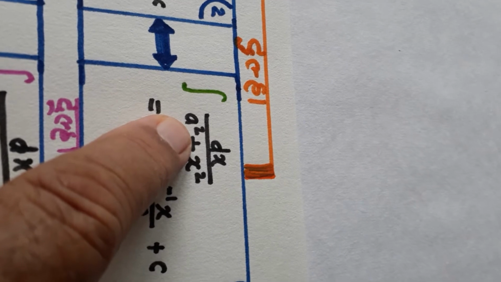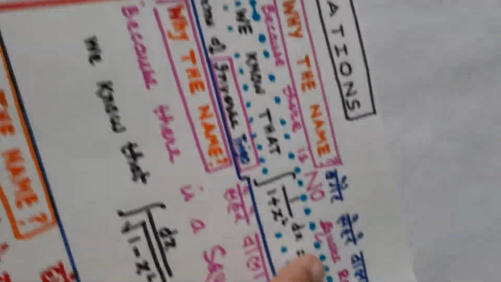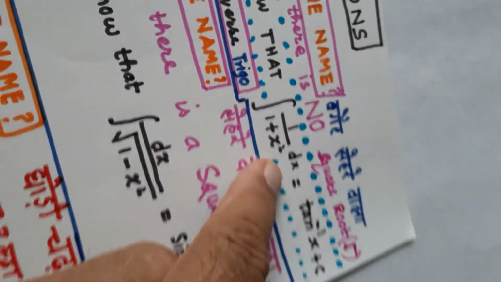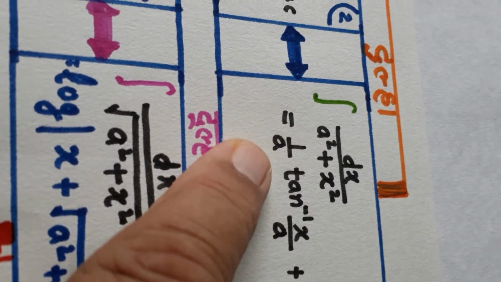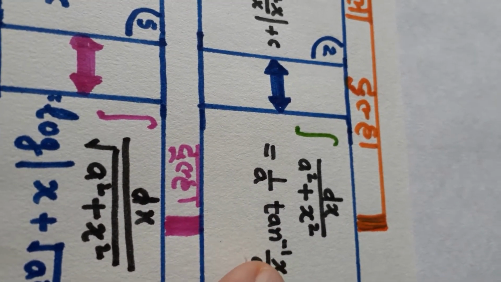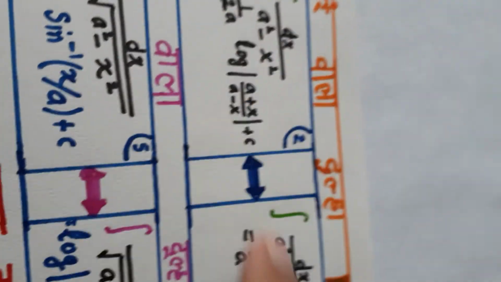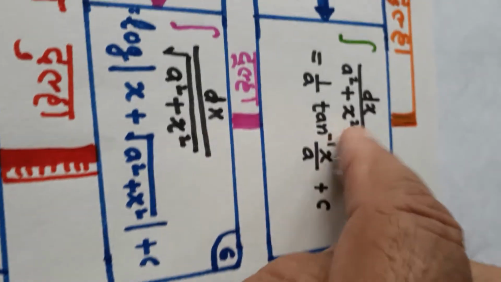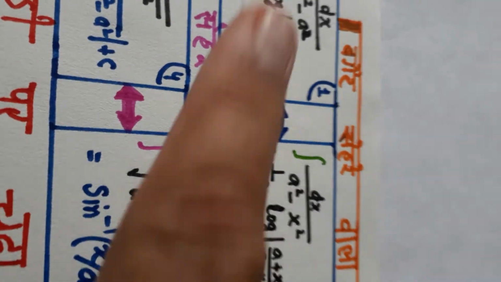So here, if we put a equal to 1, it takes this shape. In this case, if a is 1, 1 over 1 means 1, tangent inverse x over a is tangent inverse x. Now look here, it has become the same formula. So out of the 3, this is the one which is in terms of tan inverse. The other 2 are in log.